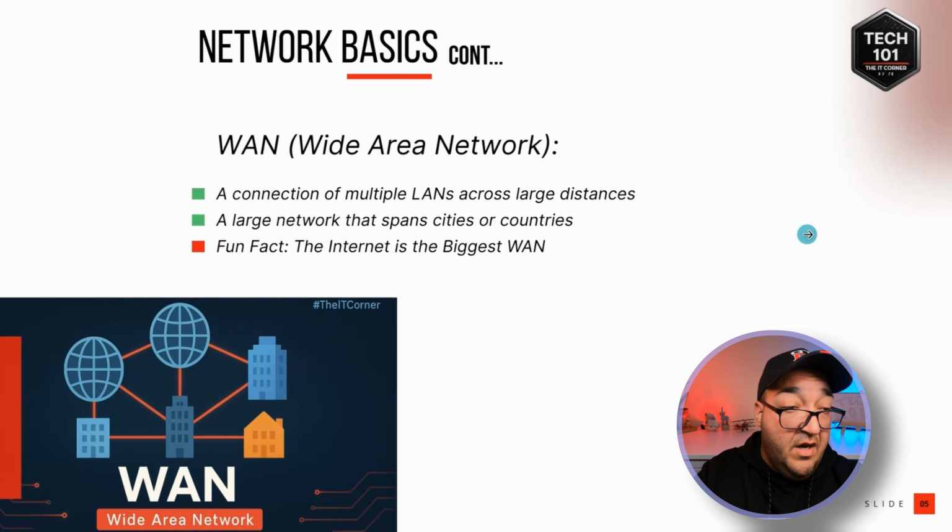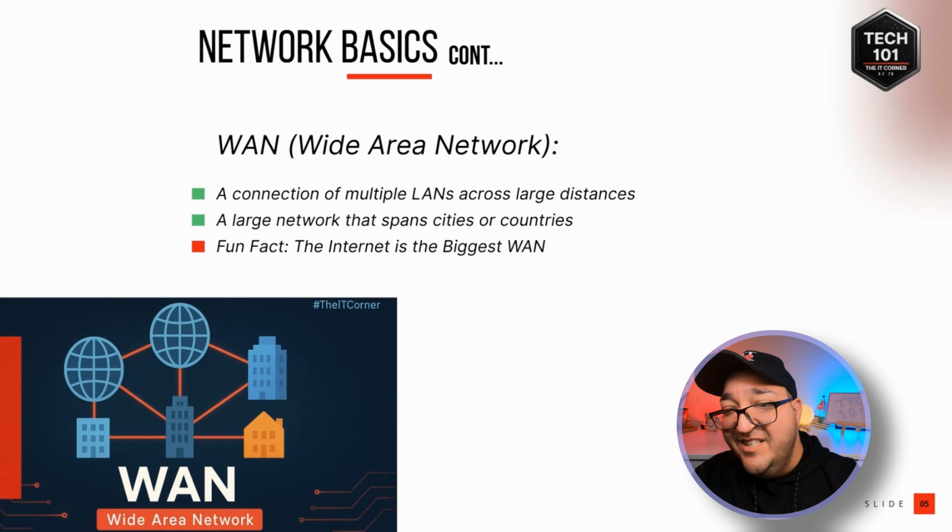Now let's go to WAN. If LAN is your home network, a WAN, or wide area network, is like connecting entire neighborhoods together, cities, even larger than that, right? So a wide area network links multiple LANs over long distances using fibers, satellites, or public infrastructure. Think about a company that connects its offices in Japan, Germany, and the US. That's a WAN in action right there. And when you connect all those WANs around the world, that's the internet. So the biggest WAN that there is, is the internet.